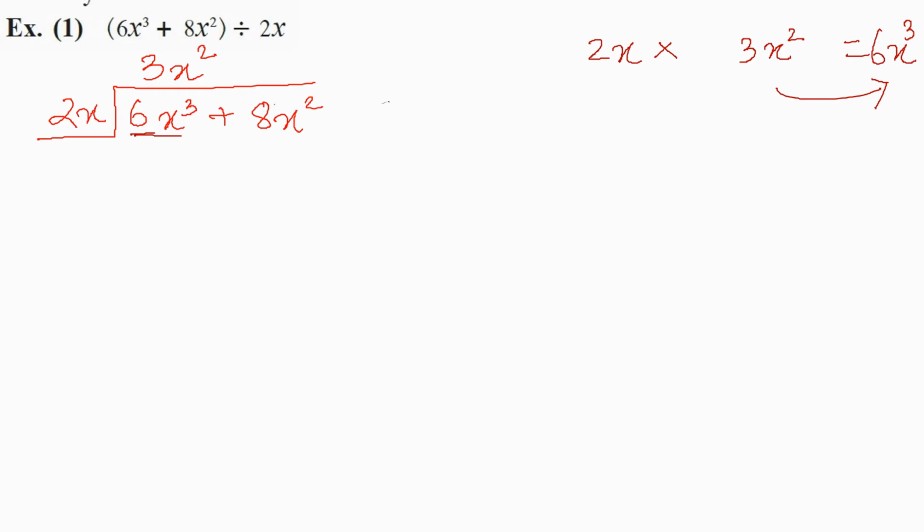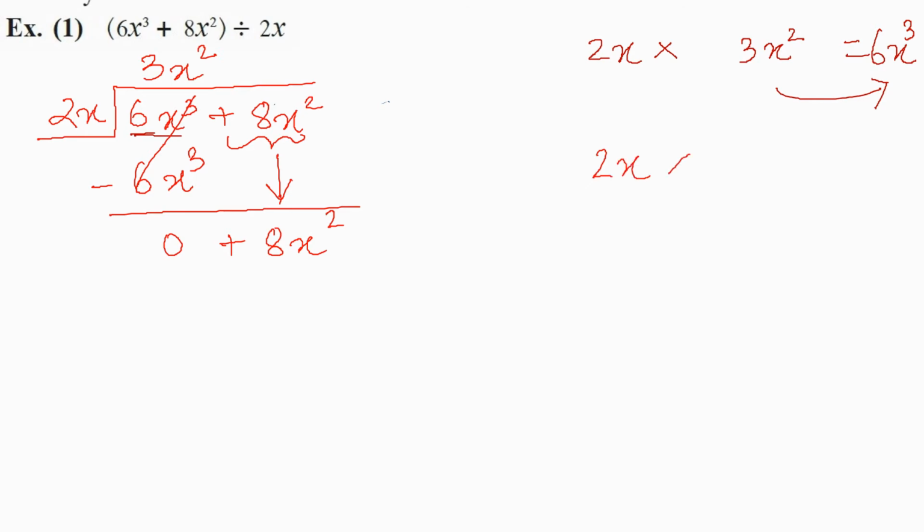So 2x into 3x square will give me 6x cube. And then we can do the subtraction. So this will get cancelled off and this remaining term we can bring it below. So we'll be left with 0 plus 8x square. Now we have 2x. Now 2x into our second term in the quotient should give me 8x square in order to cancel this 8x square.